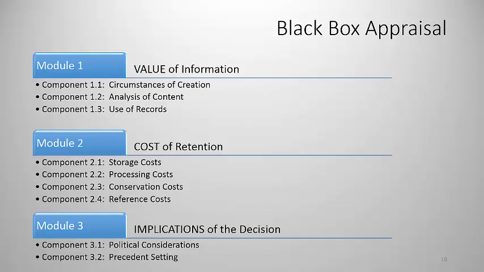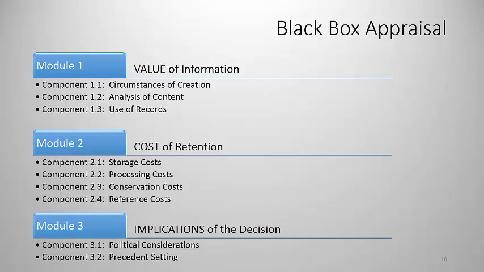Okay, the first module is value of information. We look at circumstances of creation, which is looking kind of at the function that this body of records will document. We look at the analysis of the content, and that's what Schellenberg was doing. He was analyzing the content of the records that had already been brought into the National Archives. This, in fact, is the component 1.2, analysis of content, in which we see Schellenberg's ideas appear in Bowles and Young. Then, under value of the information, they also look at the use of the records. This is like one of Schellenberg's tests for informational value, that is the importance test. Will people use these records? That doesn't necessarily determine how you deal with the records, whether you keep them or discard them, but it is a factor you must consider.